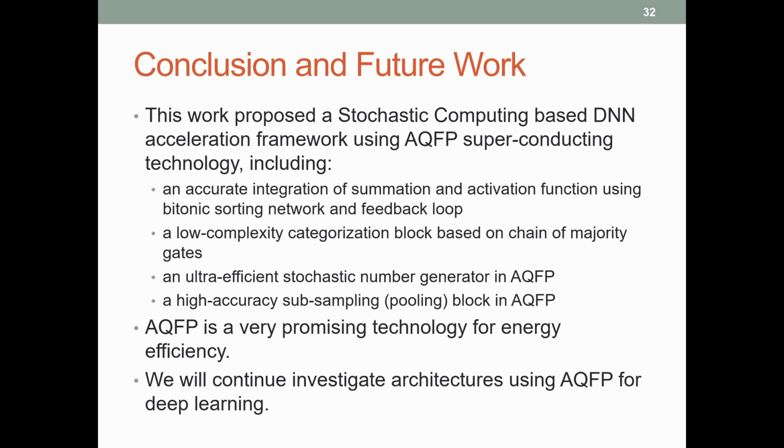AQFP is very promising for energy efficiency, and we will continue to investigate architectures using AQFP for deep learning.